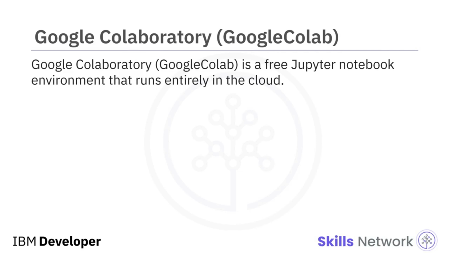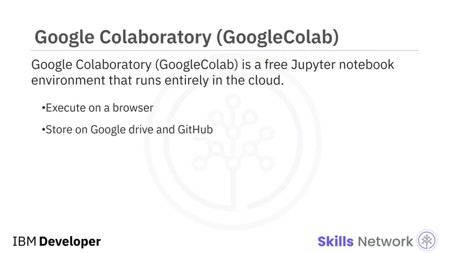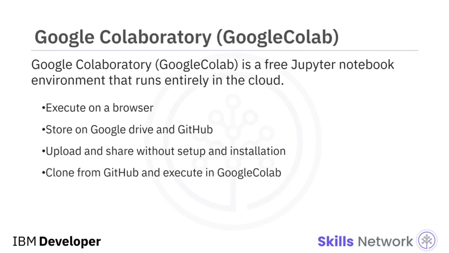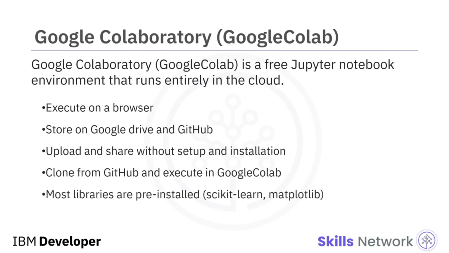Google Colaboratory or Google Colab is a free Jupyter Notebook environment that runs entirely in the cloud. Google Colab Jupyter Notebooks execute on a browser, and Google Colab projects are stored on Google Drive and GitHub. You can upload and share notebooks without setup and installation. You can also clone projects from GitHub and execute them in Google Colab. Most machine learning and visualization libraries are pre-installed, like scikit-learn and matplotlib. And with Google Colab, you can develop many trending data science applications on the fly, which is to say, quickly without a lot of setup or preparation.